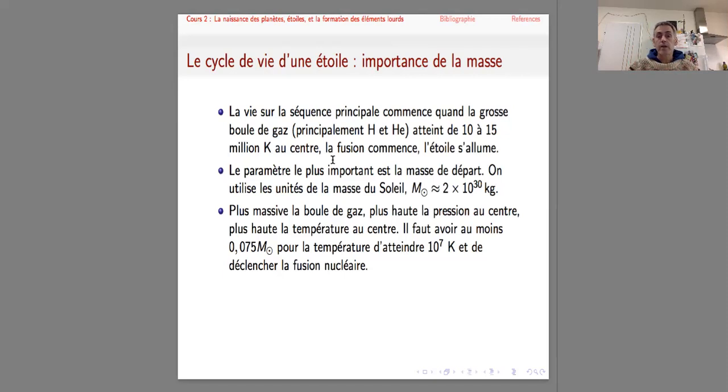And so that implies that you need a critical amount of mass to reach high enough pressure that you have a high enough temperature that you start these nuclear reactions. So in other words, there's a minimum amount of mass that you need to form a star, and that number is about 7.5% of a solar mass, right?